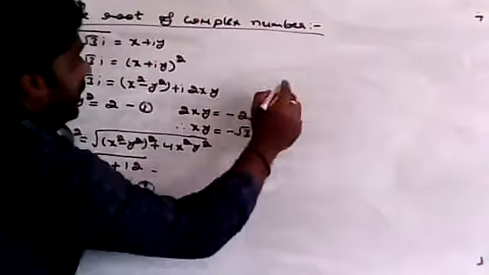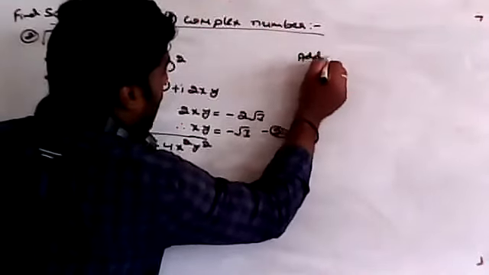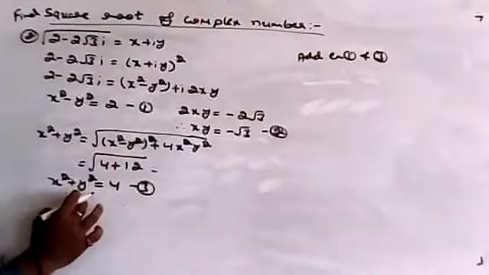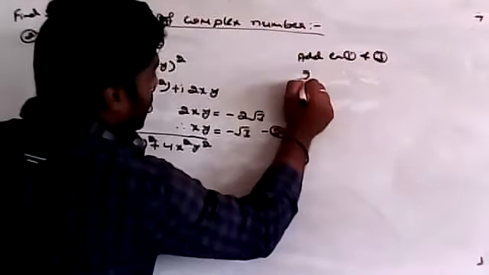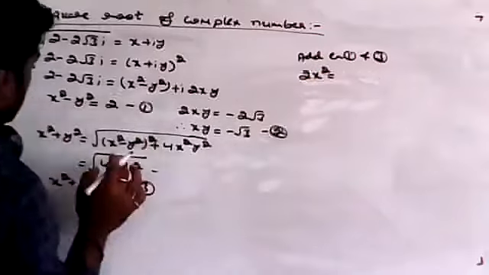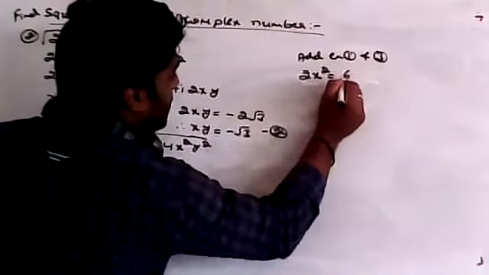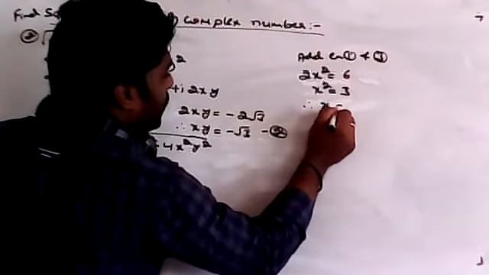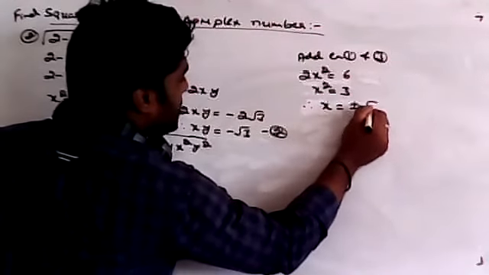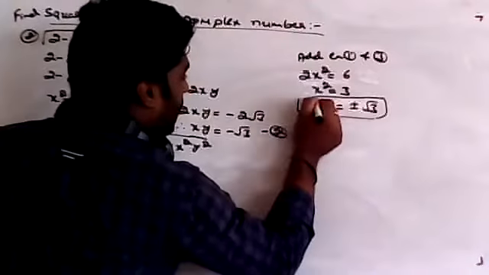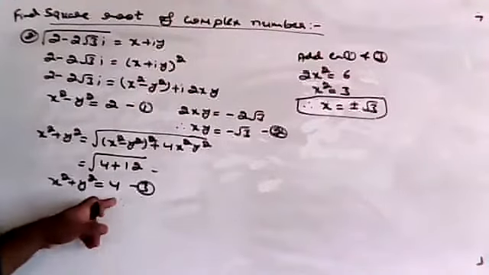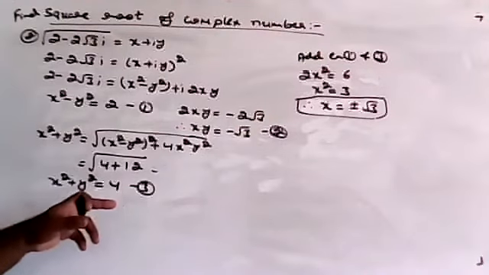Now what have we to do here? We have to add equation 1 and 3. If you add, y square gets cancelled. 2x square is equal to 2 plus 4, 6. Therefore, x square equal to 3. Therefore, x equal to what? Plus or minus root 3. Correct? Plus or minus you have to take. Only here we have to take positive, remember. Plus or minus root 3.